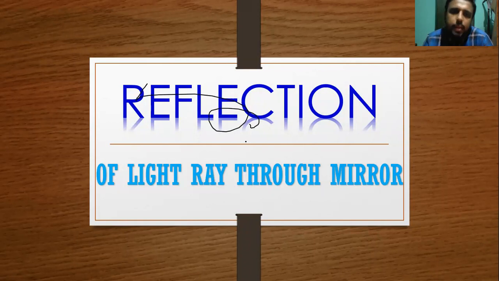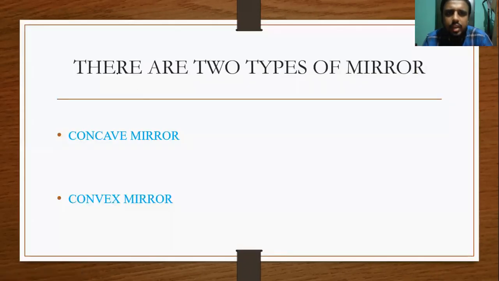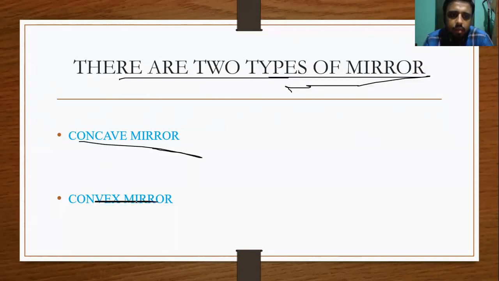In this video we are going to learn about the reflection of a light ray through a mirror. There are generally two types of mirror. One is the concave mirror, and the other is the convex mirror.